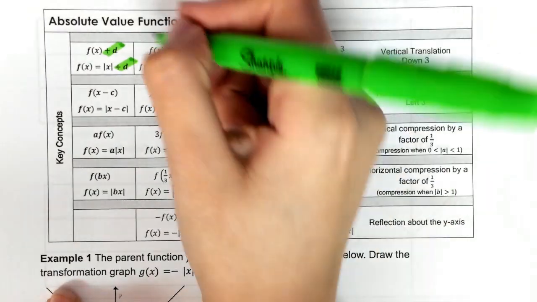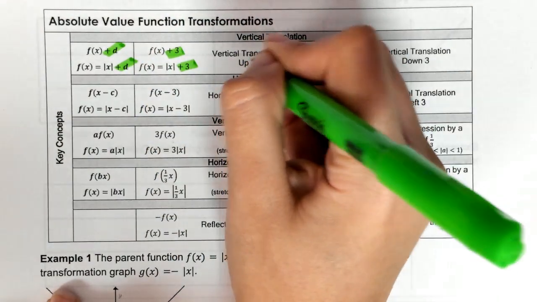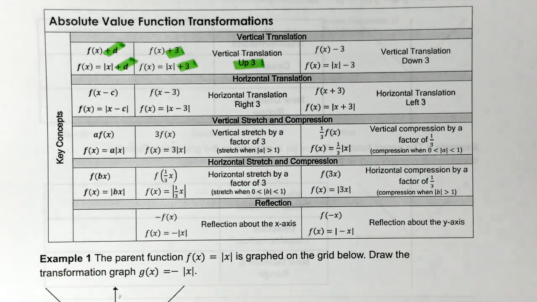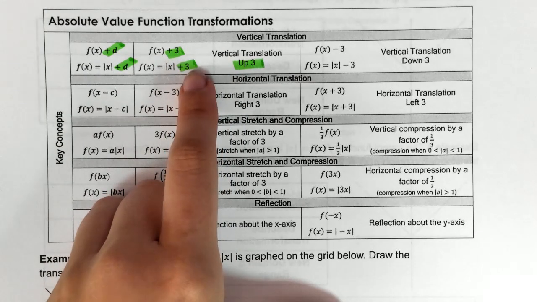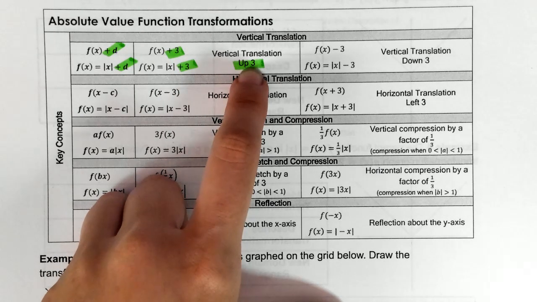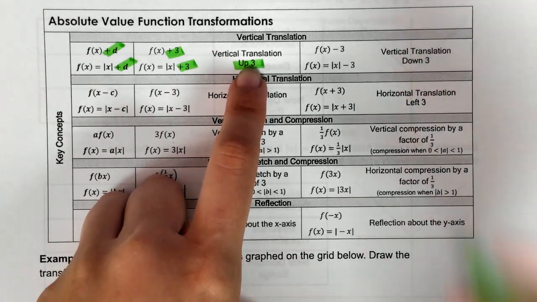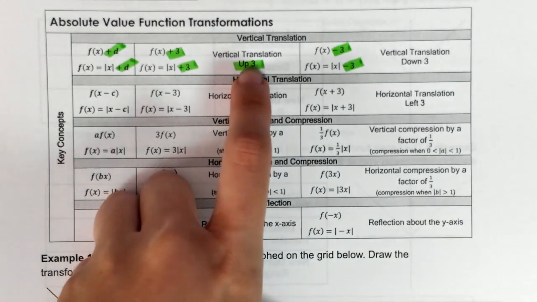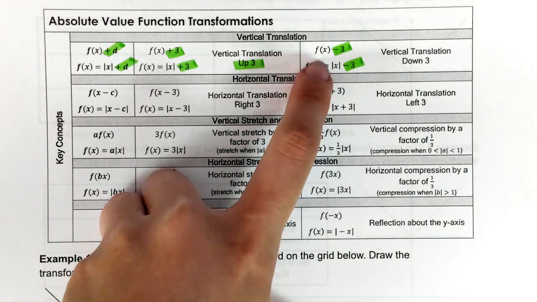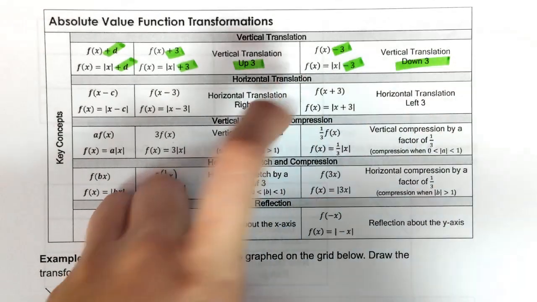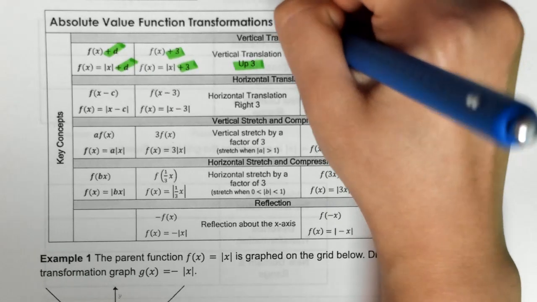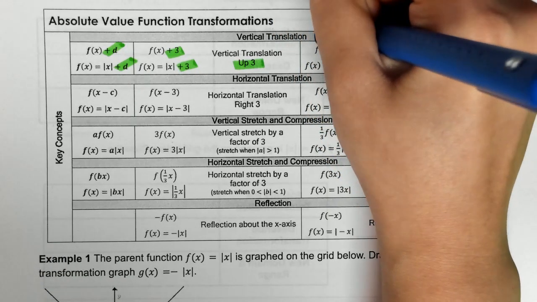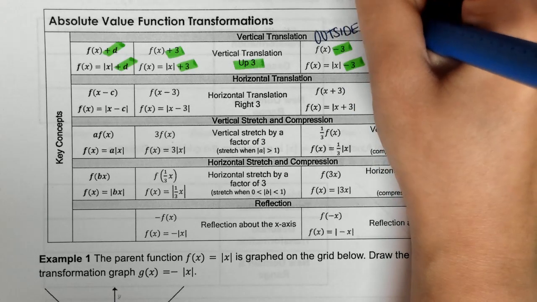So in our example, if I see a +3 outside of the absolute value bars, that tells me I have a vertical transformation. So vertical transformations are outside of the absolute value bars. And then if I have a positive number here, then I have a vertical transformation up 3. Versus if I have a negative 3 outside my absolute value bars or outside my function notation, then I'm going to go down 3. So my vertical transformation is outside of the absolute value bars.